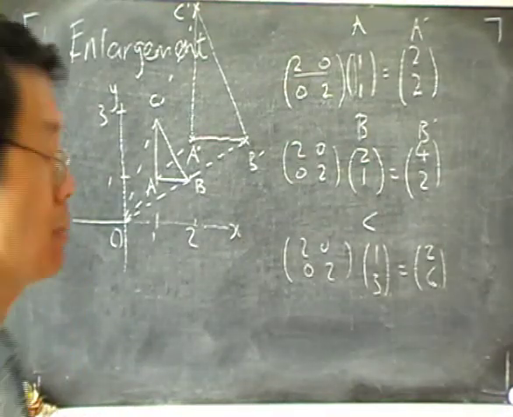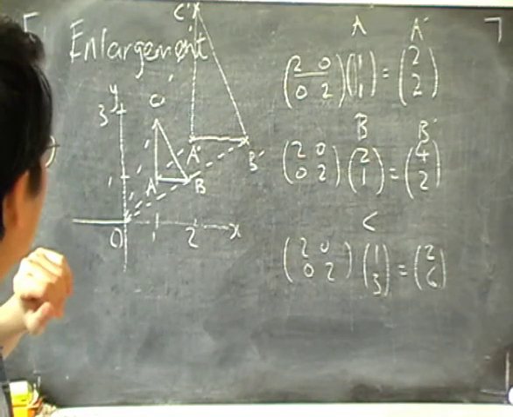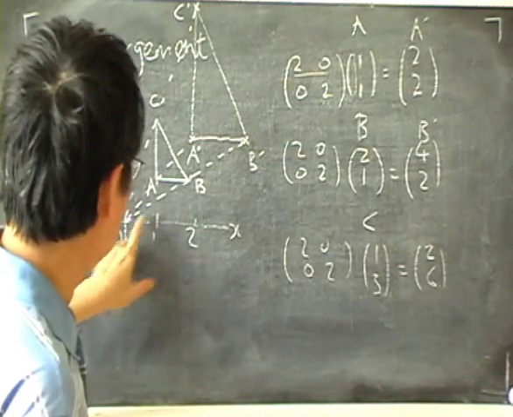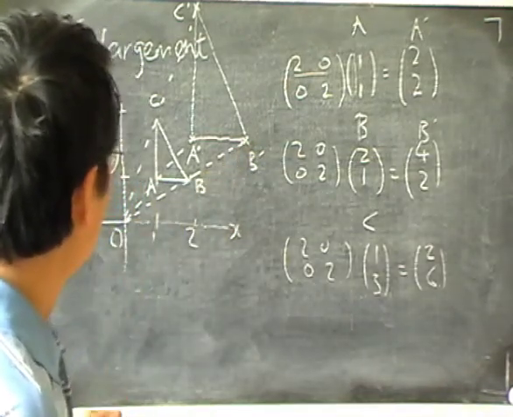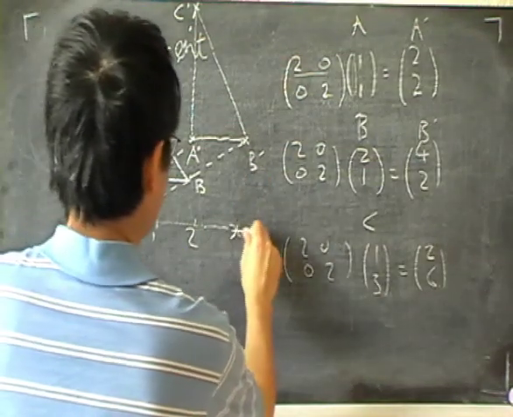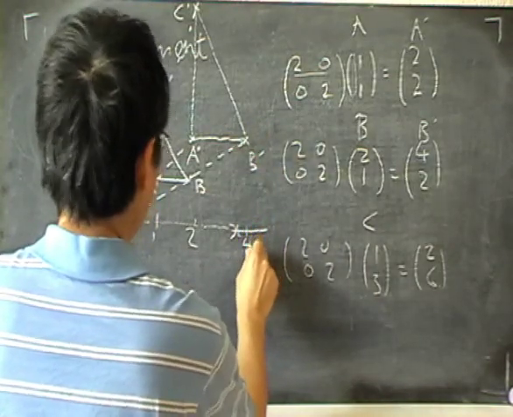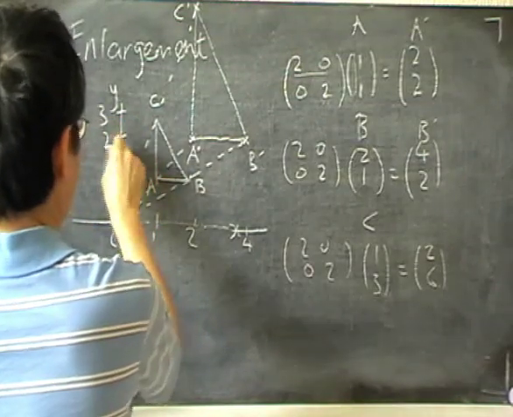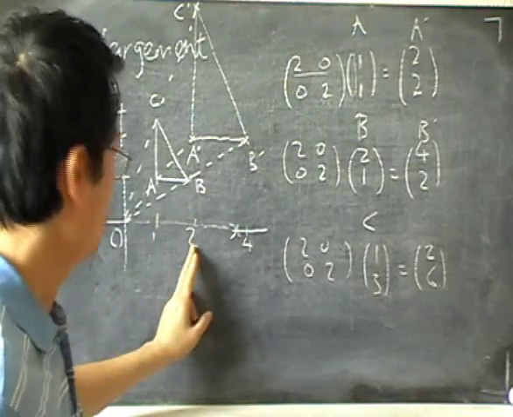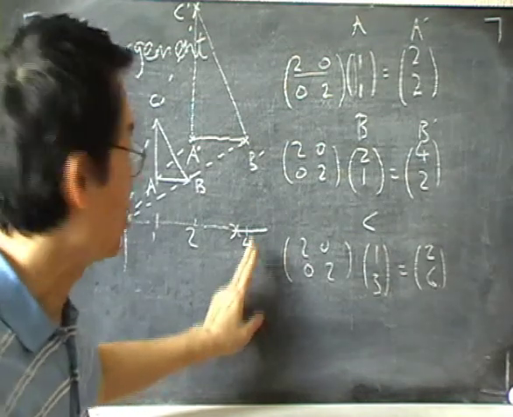Now we are beginning to see a pattern in this picture. And let's look a little bit closer at this line. Now, the coordinates of the image of B, that means of B prime, is 4 and 2. That means that the x value of B, which is 2, is multiplied by 2 and becomes 4.